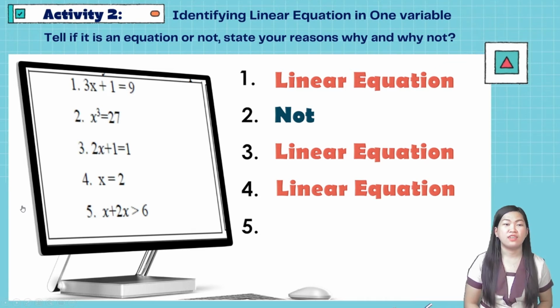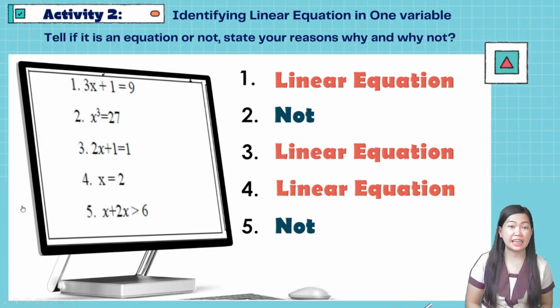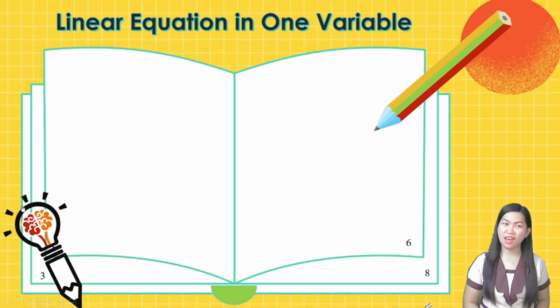Very good. So the last one, we have x plus 2x is greater than 6. So is this an equation or not? What do you think? Let us reveal the answer. The answer is not, this is not an equation. So let us see later if your reasons are correct. And because of that, let us discuss linear equation in one variable.